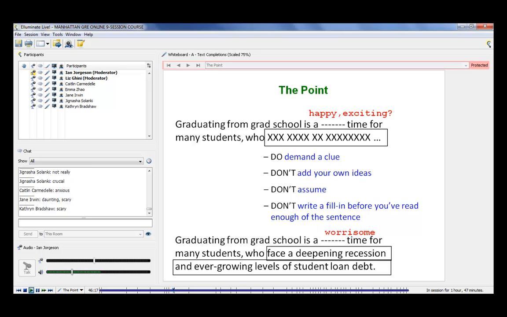All right, questions about that at all? And honestly, I'm never worried that people don't read the whole sentence. I know you guys are going to read the whole sentence. Here's what I do worry that people do. I worry people assume. I worry people add their own ideas to the sentence.